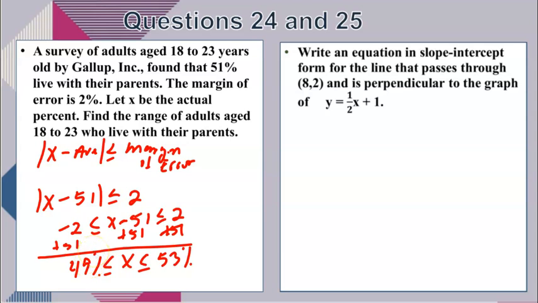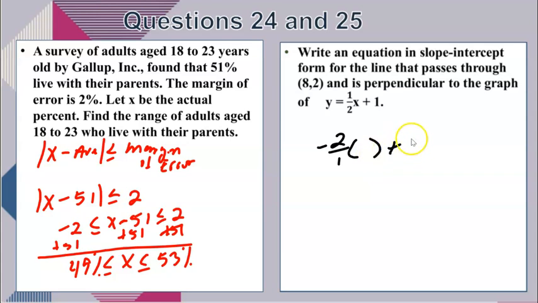Question 25. Write an equation in slope-intercept form for the line that passes through 8, 2 and is perpendicular to the graph of y equals 1/2 x plus 1. Now, perpendicular slopes have negative reciprocals. So if I flip the slope here, I would have 2 over 1, and then I change the sign. So it's a negative 2 over 1.